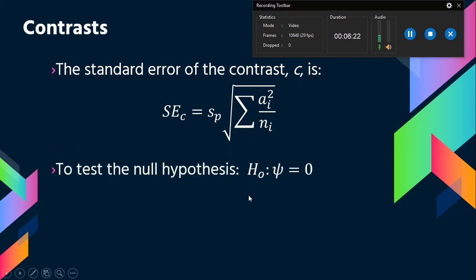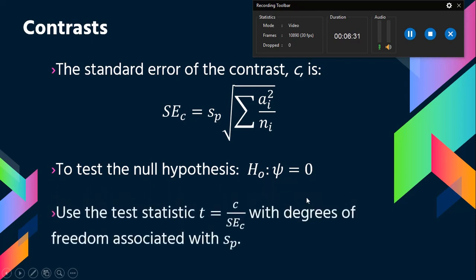When we set up our test, we are testing the null hypothesis, where psi is equal to 0. The test statistic associated with this is a t-statistic. The numerator C would be calculated using your coefficients and the x-bar values, and the standard error that you just calculated from this formula above. And we'll go through degrees of freedom when we actually do an example.